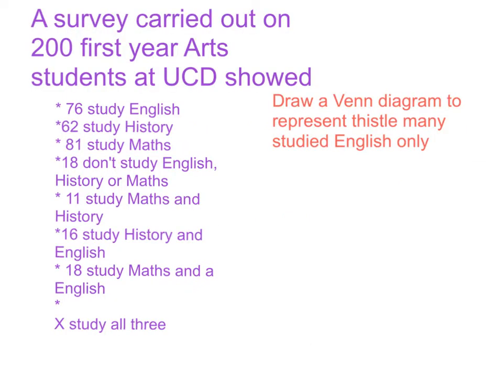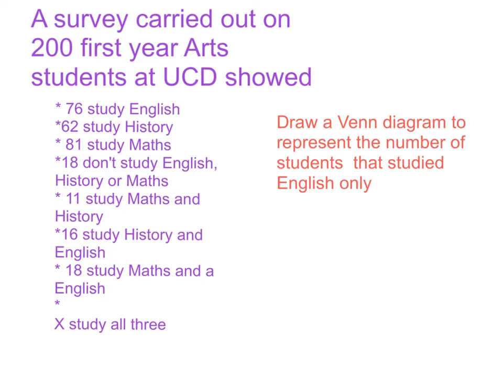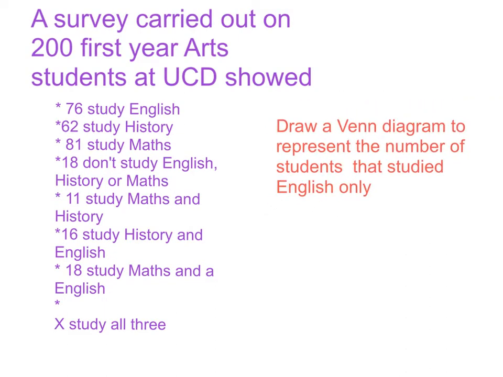Okay, so third time lucky, guys, we're going to do this question here, which we're given a lot of information about, and we're asked to draw a Venn diagram to represent the number of students that studied English only. Okay, so we're given some information here. I'm going to basically highlight some of the really important stuff.